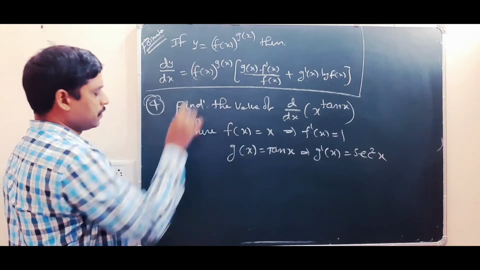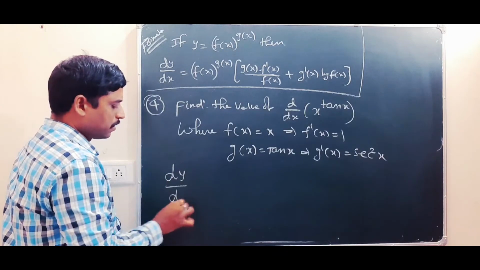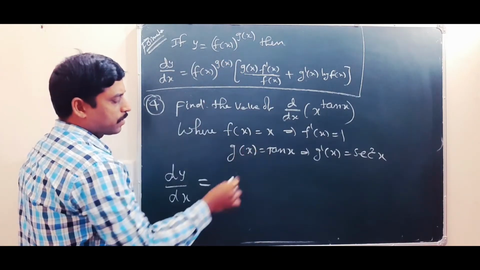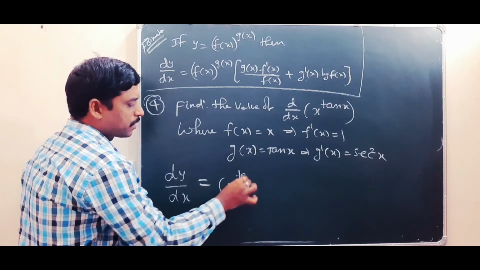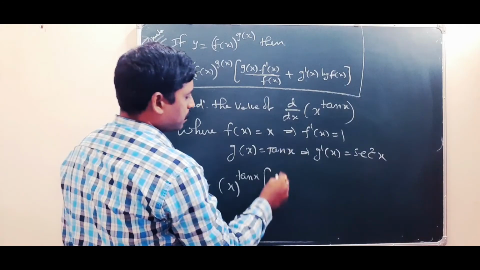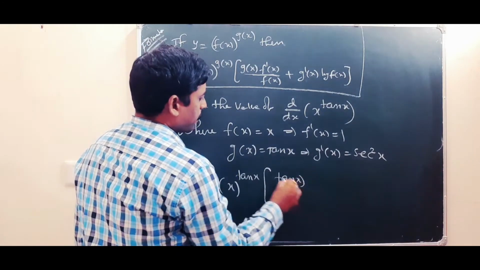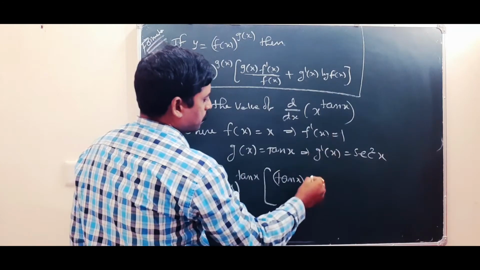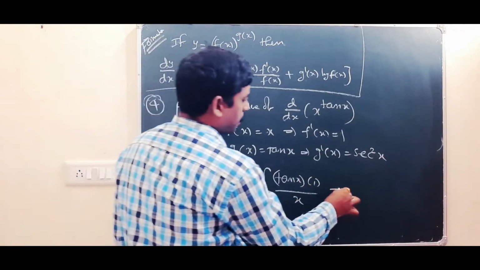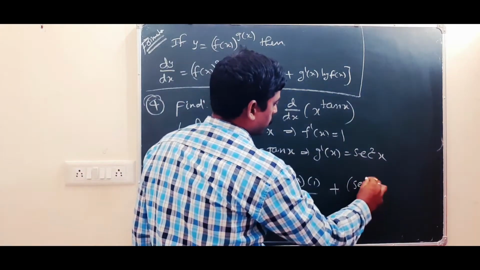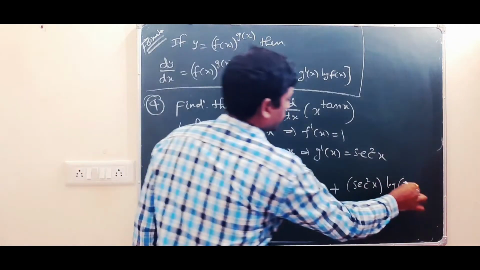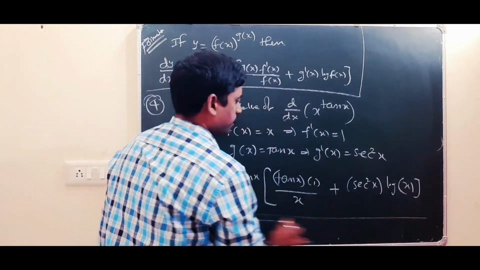Okay, what is the formula? Therefore dy by dx is equal to f of x power g of x, where f of x value x to the power tan x into g of x. In this g of x value tan x into f dash x value 1 by f of x value x. Okay, plus g dash x, this value secant square x into log of f of x value, right, x. So this is the answer.